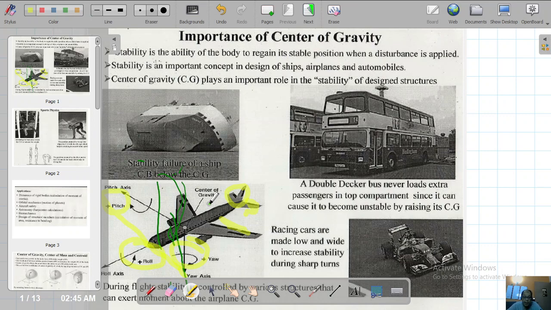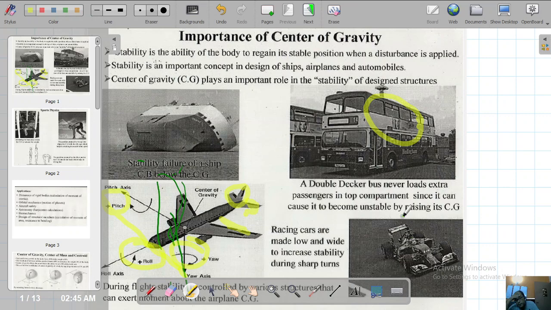Same is the case with your double decker. If you go to London especially, or to European countries, you will see that these double deckers are very common. Once you start traveling in one, the driver is always going to tell you to sit in the lower seats until they are filled up. The reason is that as more and more passengers go above, the weight of the bus increases, and that can cause instability as its center of gravity is raised.